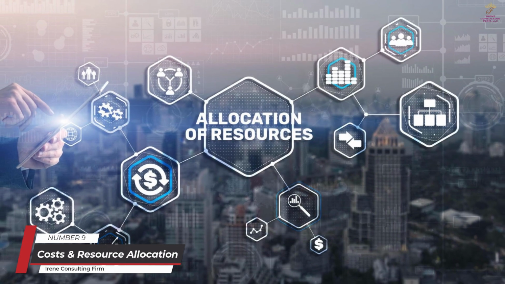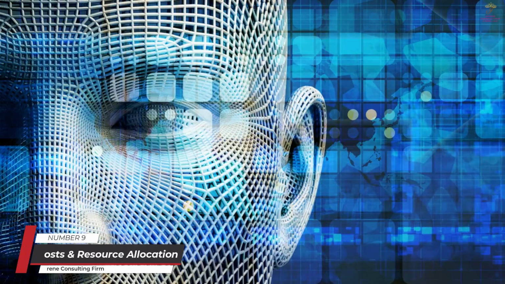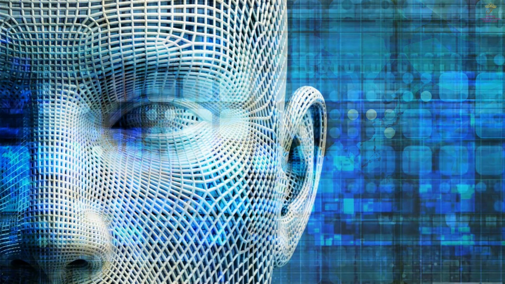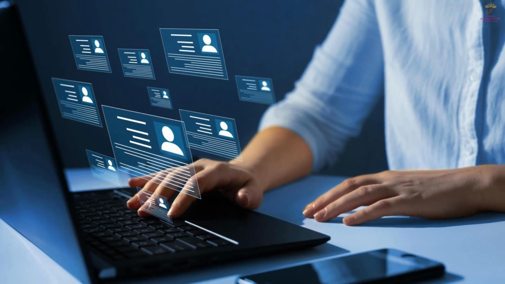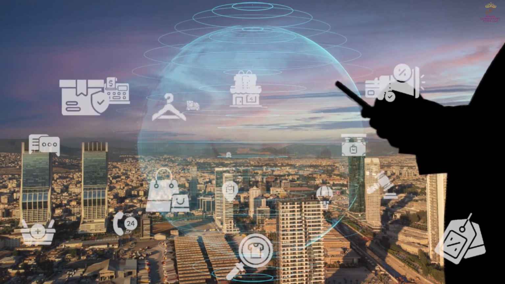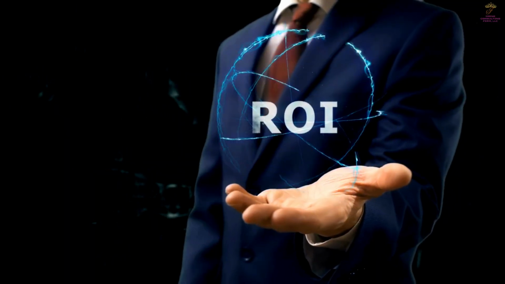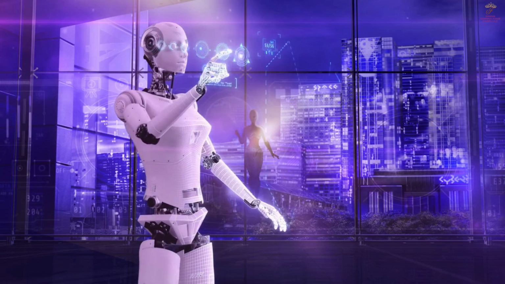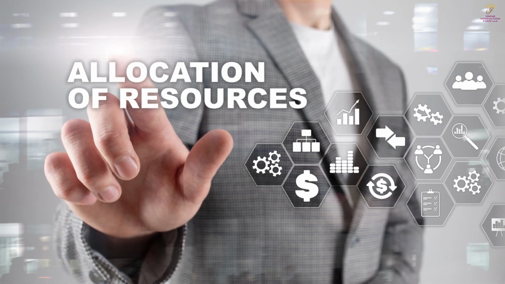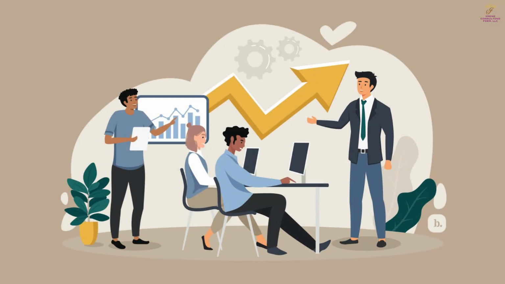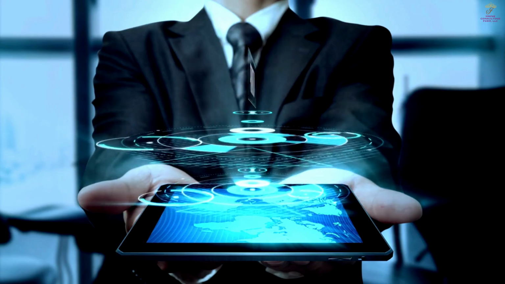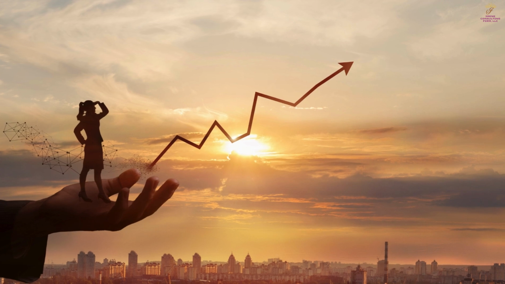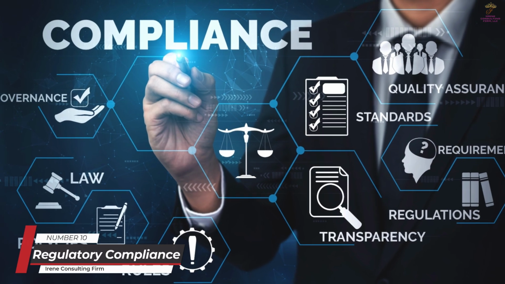Number nine, costs and resource allocation. Implementing and maintaining machine learning models can be resource intensive. There are costs associated with data storage, computational power, and skilled personnel. It's vital for businesses to carefully allocate resources and assess the return on investment to ensure the sustainability of their machine learning initiatives. Strategic resource allocation, cost-benefit analysis, and skillful management of personnel are essential. Businesses must evaluate the tangible and intangible returns on their machine learning investments to optimize efficiency and maximize the long-term sustainability of their initiatives.